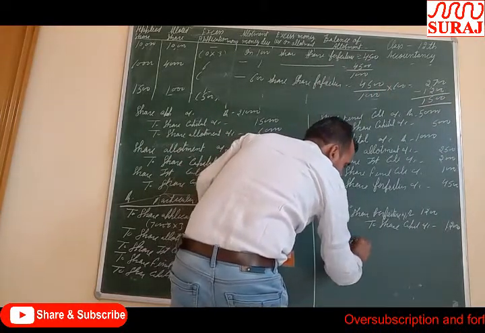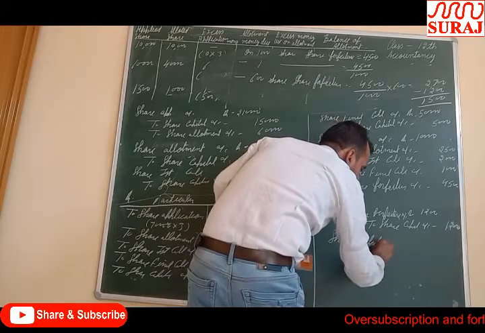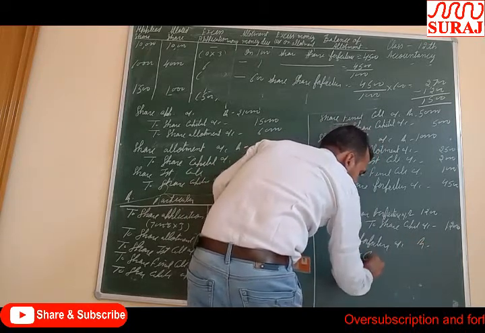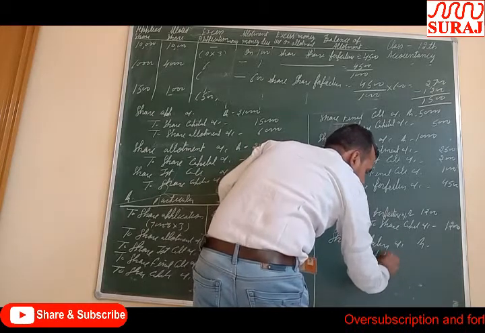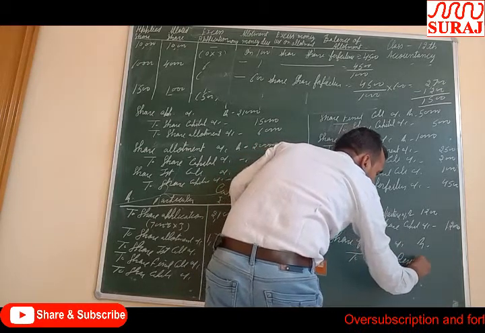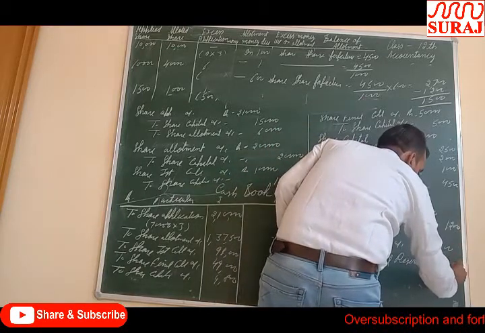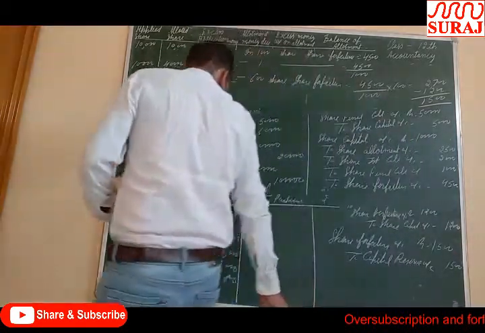Share forfeiture account debit to capital reserve account, to capital reserve account, 1,500. Here the cash book will be completed.